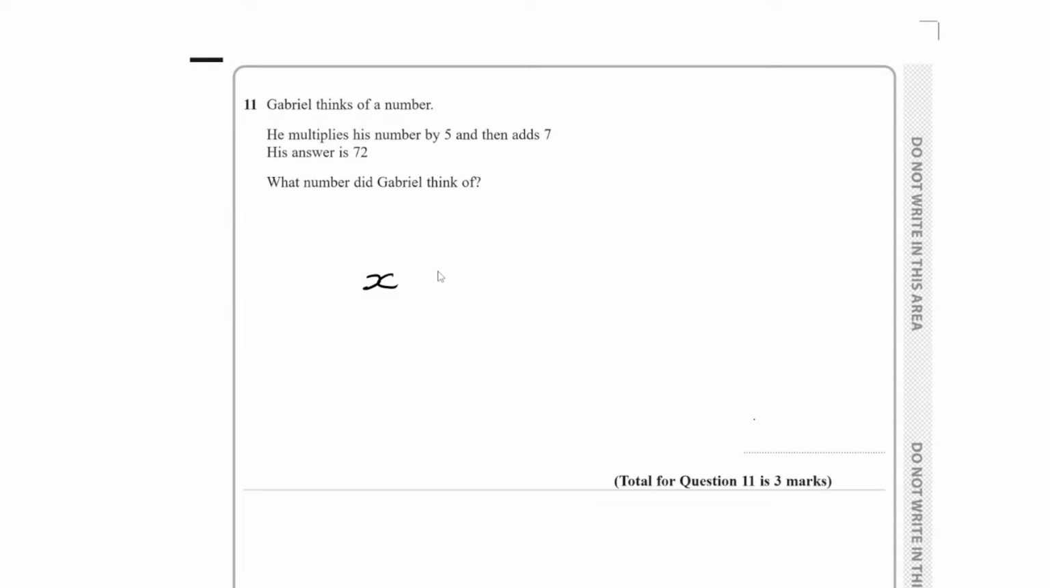He multiplies his number by 5. So how would I write that? I would put 5X. And then he adds 7, plus 7. And his answer, so equals 72. This is how I would figure it out. You don't have to necessarily do it this way, but this is how I would figure it out.